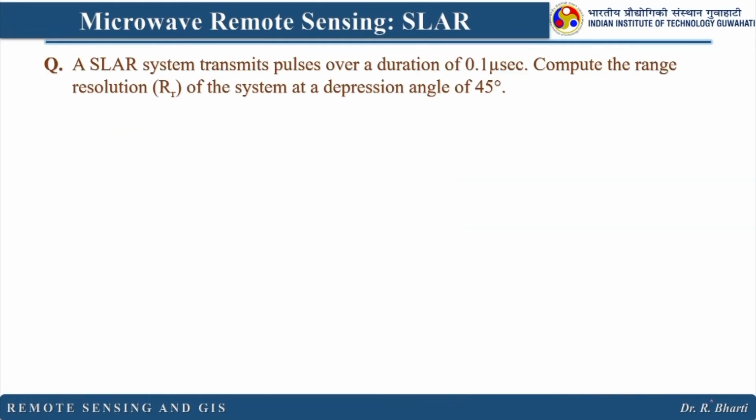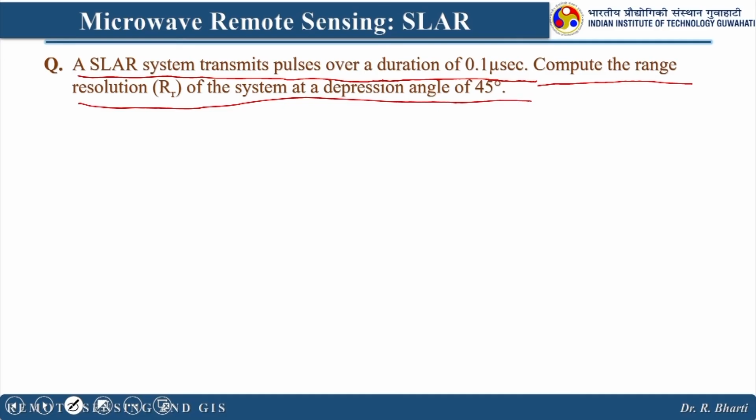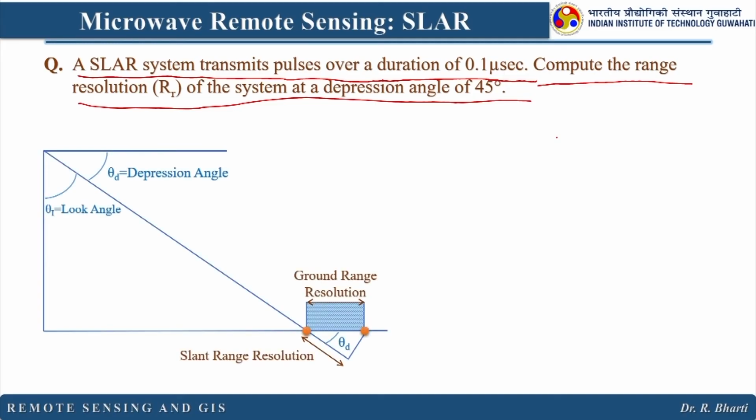Tau is the pulse duration. I have a problem for you. A SLAR system transmits pulses over a duration of 0.1 microsecond. Compute the range resolution of the system at a depression angle of 45 degrees. First you have to understand this question, then draw the geometry, and then it will be very easy. So before solving, don't watch the next part of this lecture. First you solve it yourself, then go for the next video.